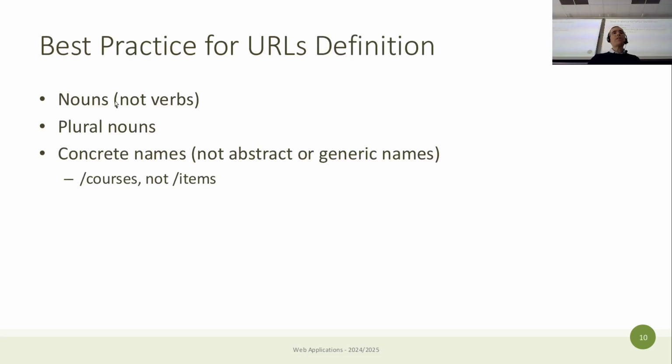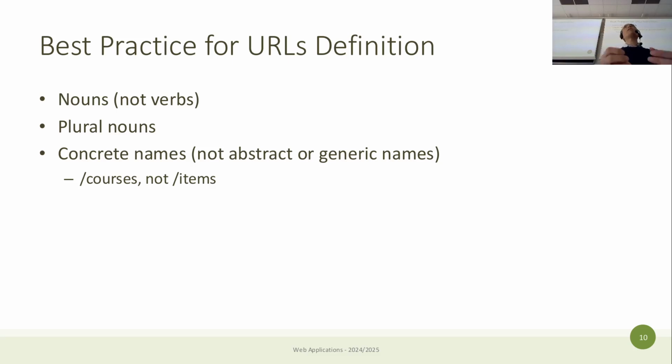Best practices. Try to use nouns and not verbs, because the verbs actually are the HTTP methods. What we are going to do are the HTTP methods. They have already been defined. They suggest you use plural nouns, so you remember it's a list. And concrete names, not abstract names. Items, I mean, everything is an item. Everything is an object. So it's really not so useful. You should be a bit more specific. Of course, that depends a lot on the application.